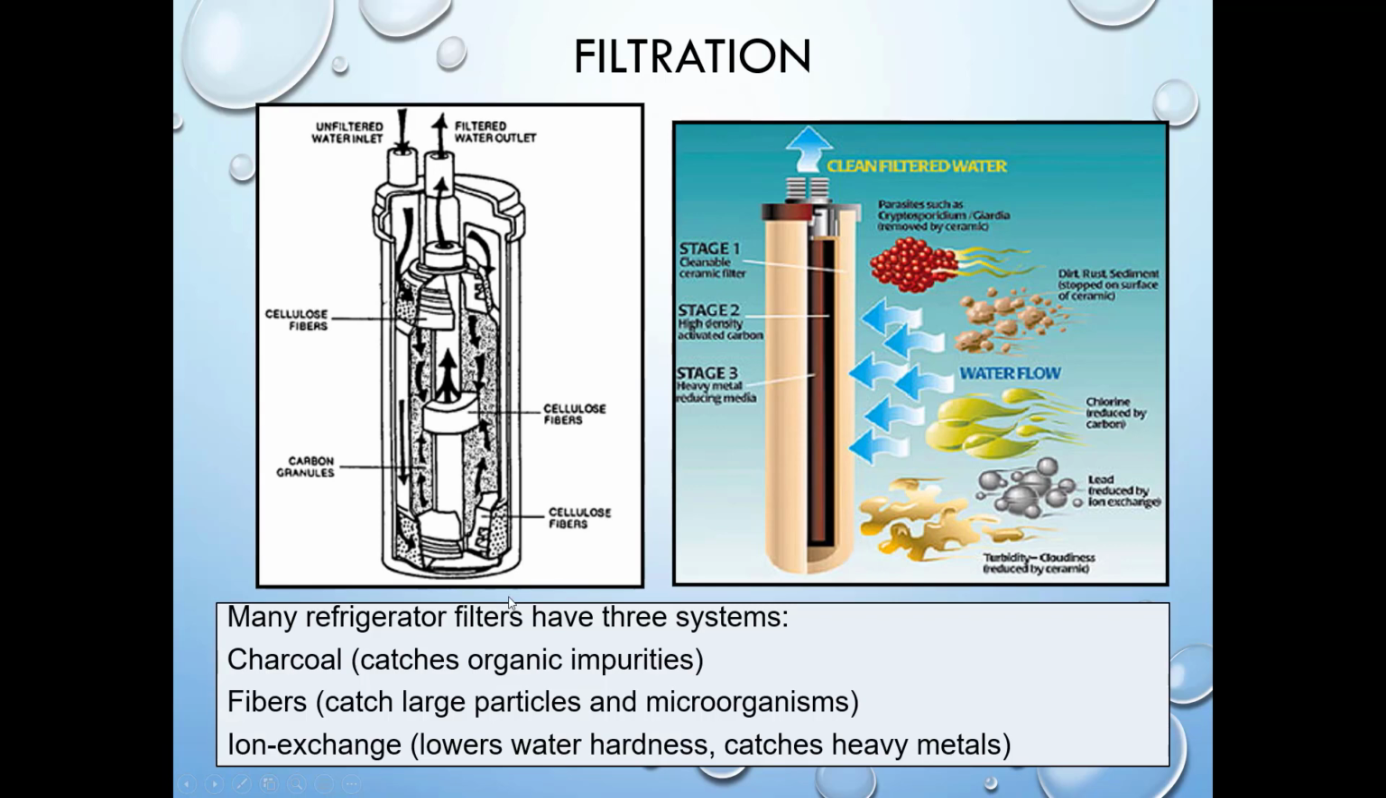And so many refrigerator filters have 3 systems just like this. So you've got the fibers, which is a little bit like the ceramic filter. It's just catching the particulate matter. The charcoal, that's really the activated carbon. And again, it catches organic impurities and chlorine. And then you might also even have an ion exchange filter in your refrigerator system that can lower the water hardness and again catch those heavy metals.